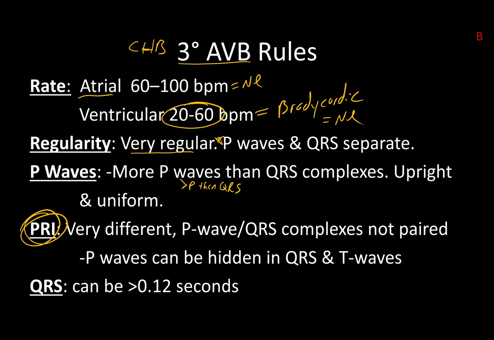The other clue is that the P waves can be hidden in the QRS and T waves. And that's another thing that makes these very challenging to identify, because if you're not able to find all your P waves, you'll never be able to either properly measure the PRI or realize that you're in a third degree block. And so we'll take some time to focus on that part as well. Ultimately, the QRS can be normal or it can be wide, just depends on the scenario. Don't let that throw you off today.